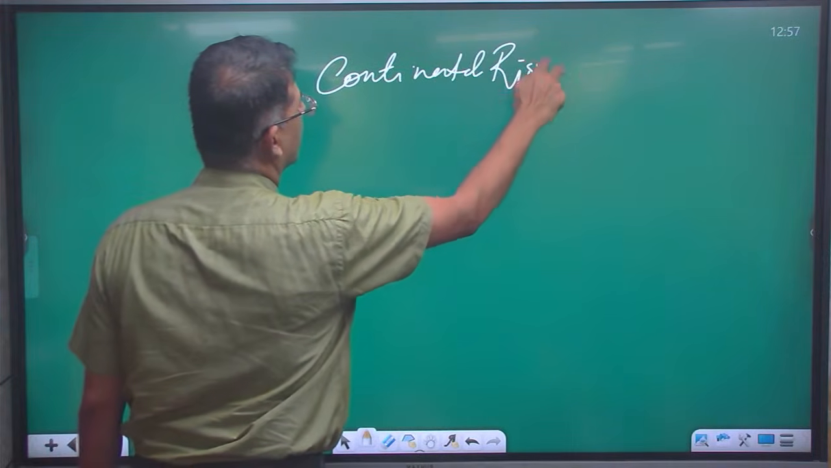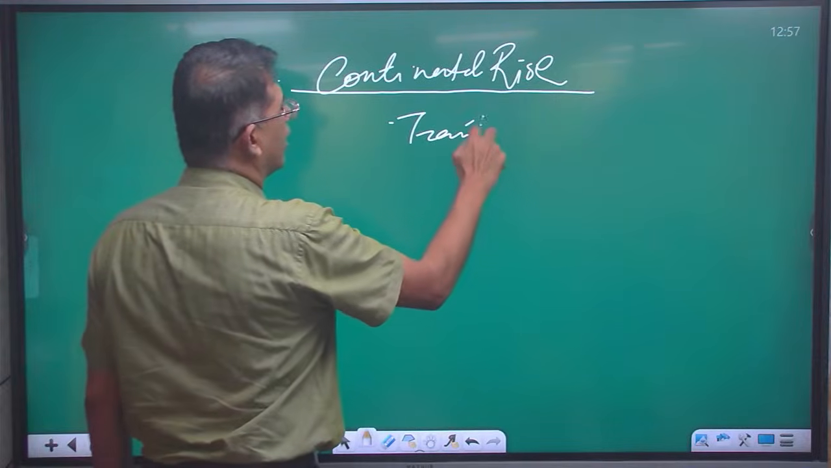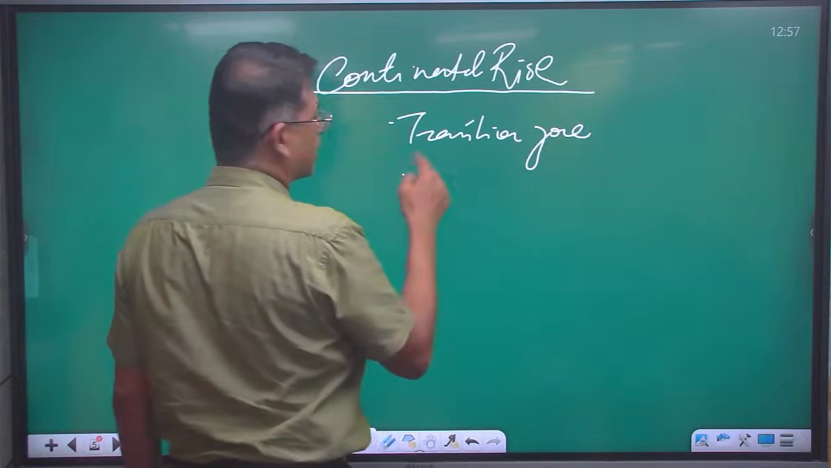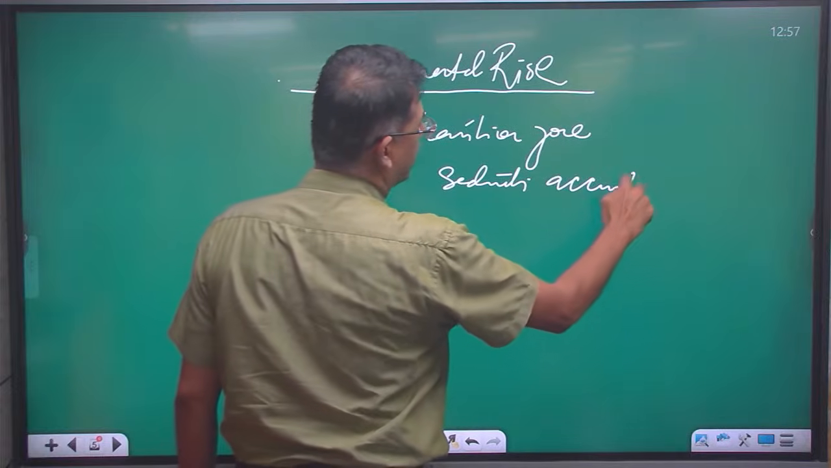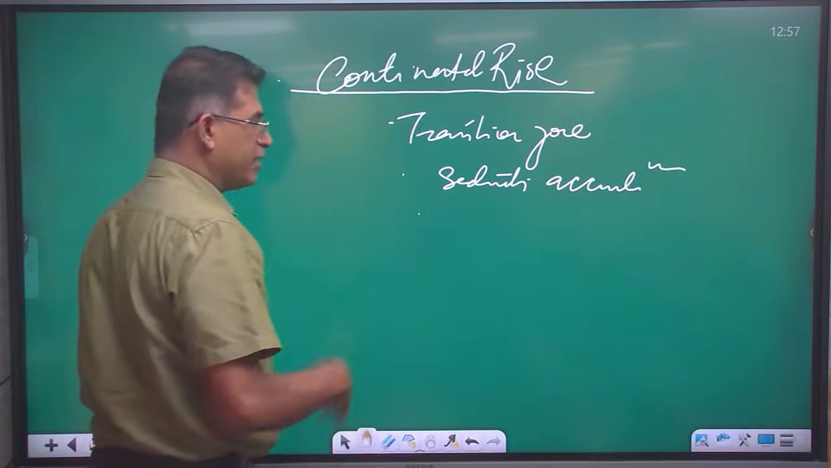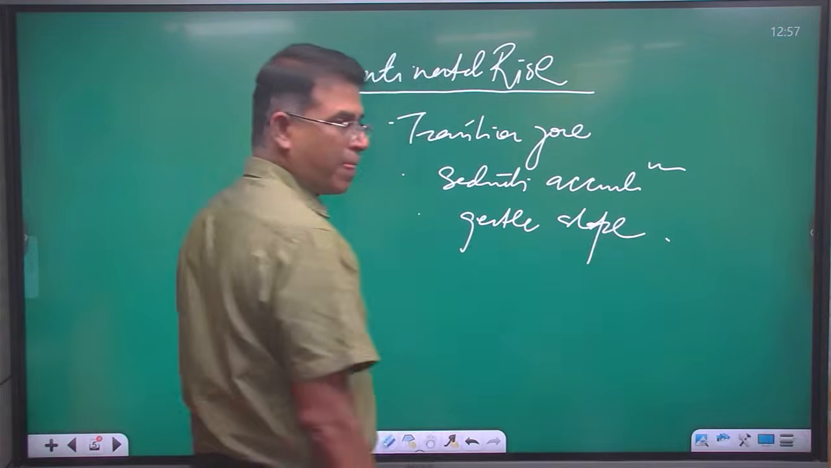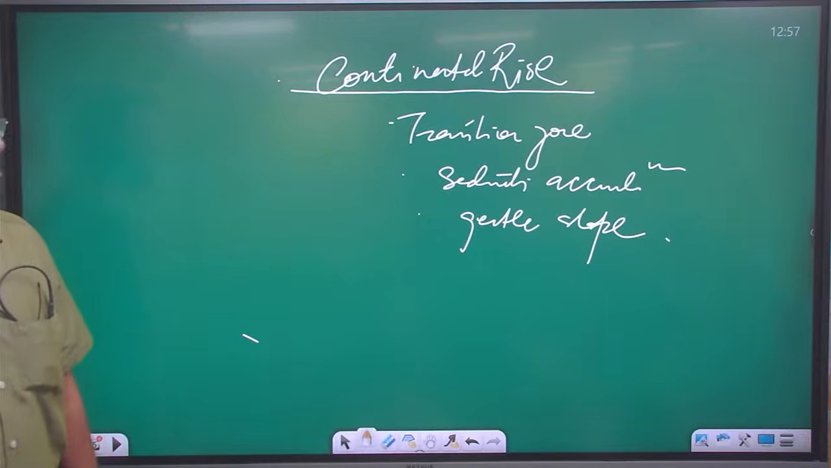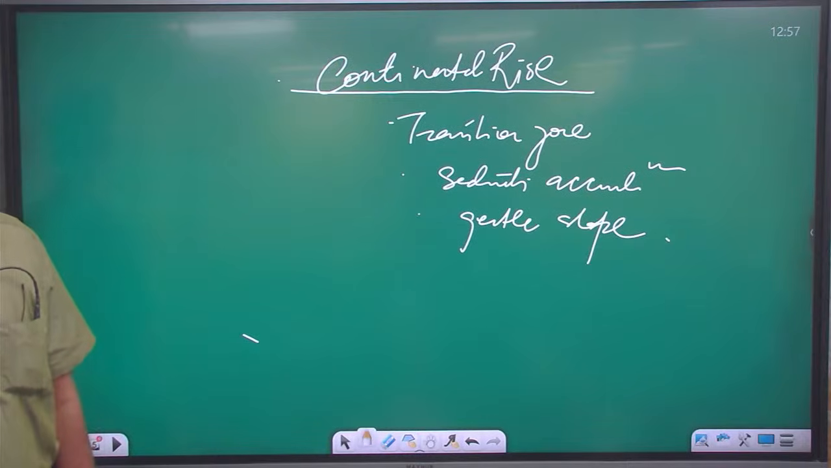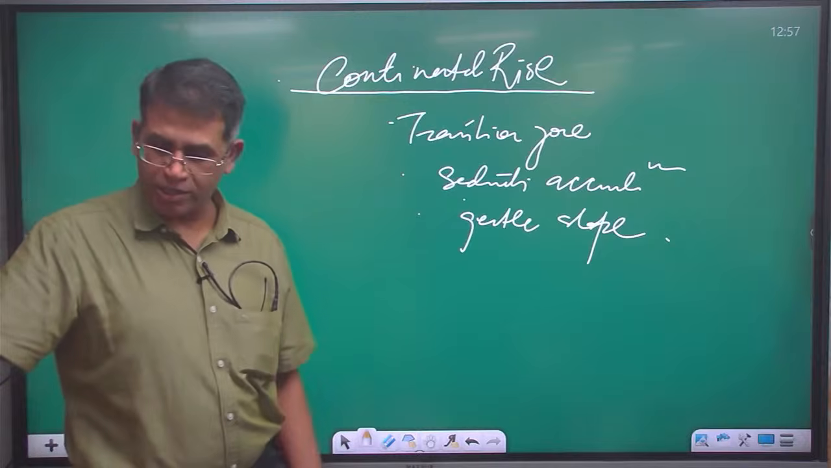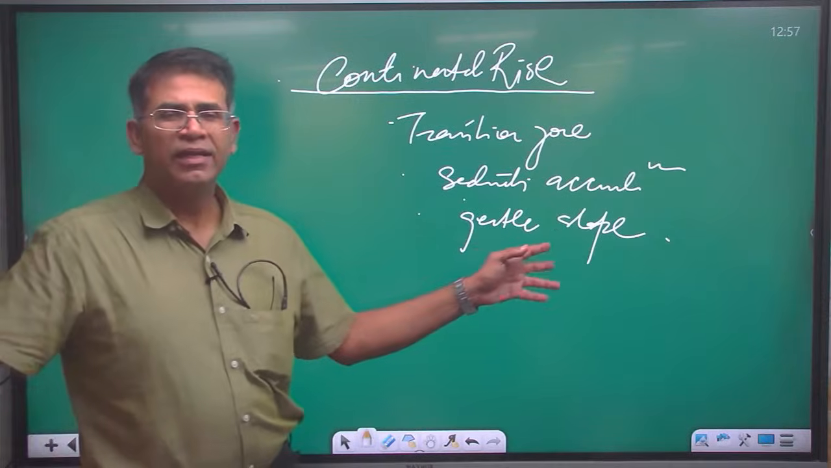Continental rise. So this is largely a transition zone. This is mostly sediments accumulation zone. Okay, this also has a gentle slope. This is a transition zone between the margins and the abyssal plains. It has sediments accumulation, and it has again gentle slope. यहाँ पर भी slope is less than 1 degree types.